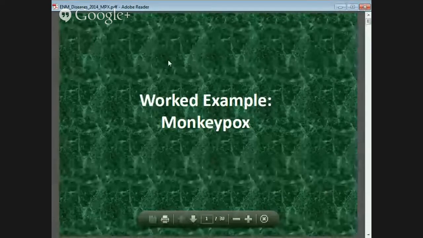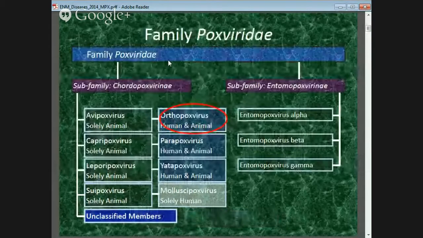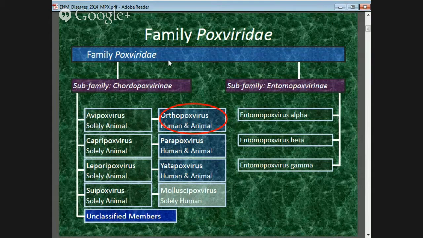Let me share this. All right, there we go. So for those of you that are not familiar with this, monkeypox is an orthopox virus that is within the Poxviridae family, which is basically divided into subfamilies: Cortopoxviridae, which can be found in vertebrates, and Entomopoxviridae, which can be found only in insects.